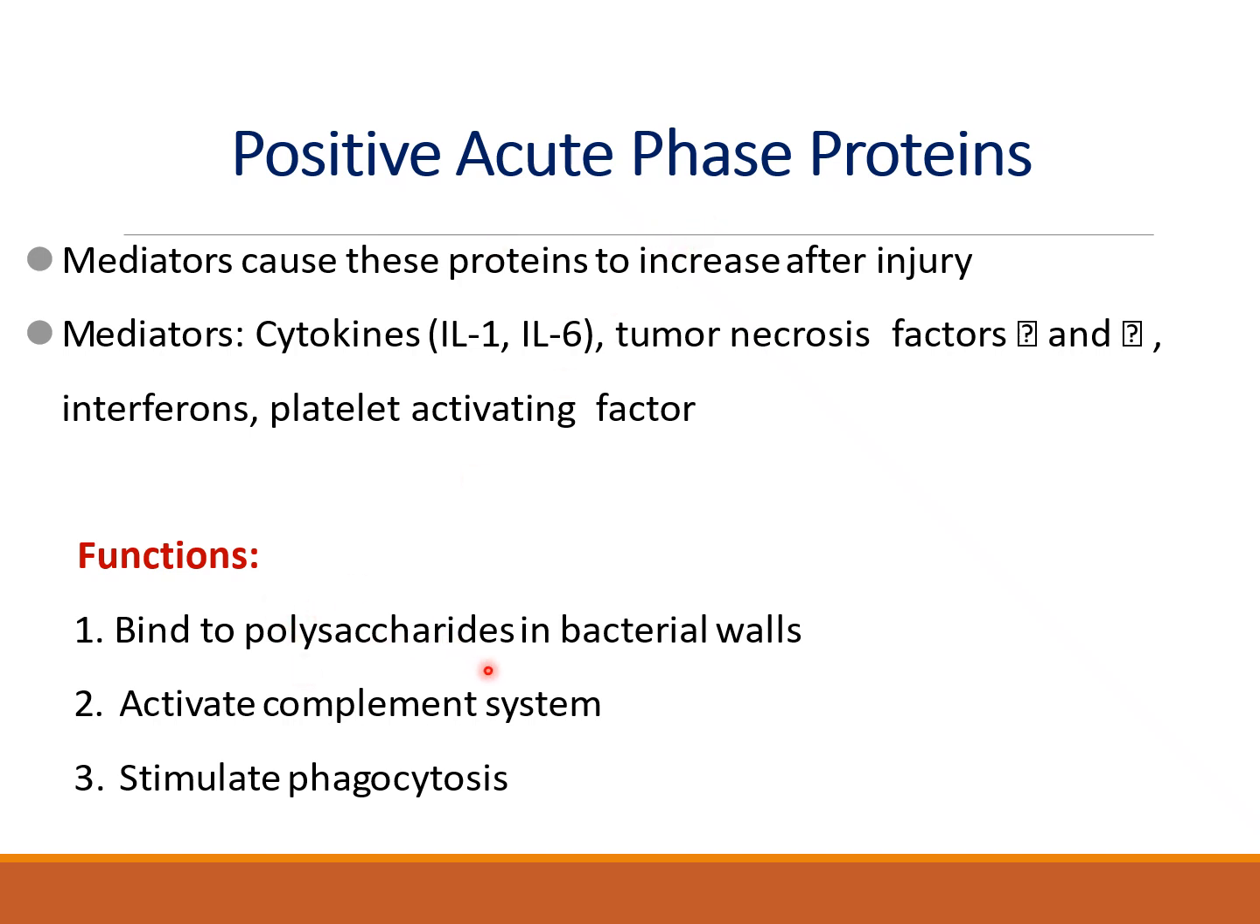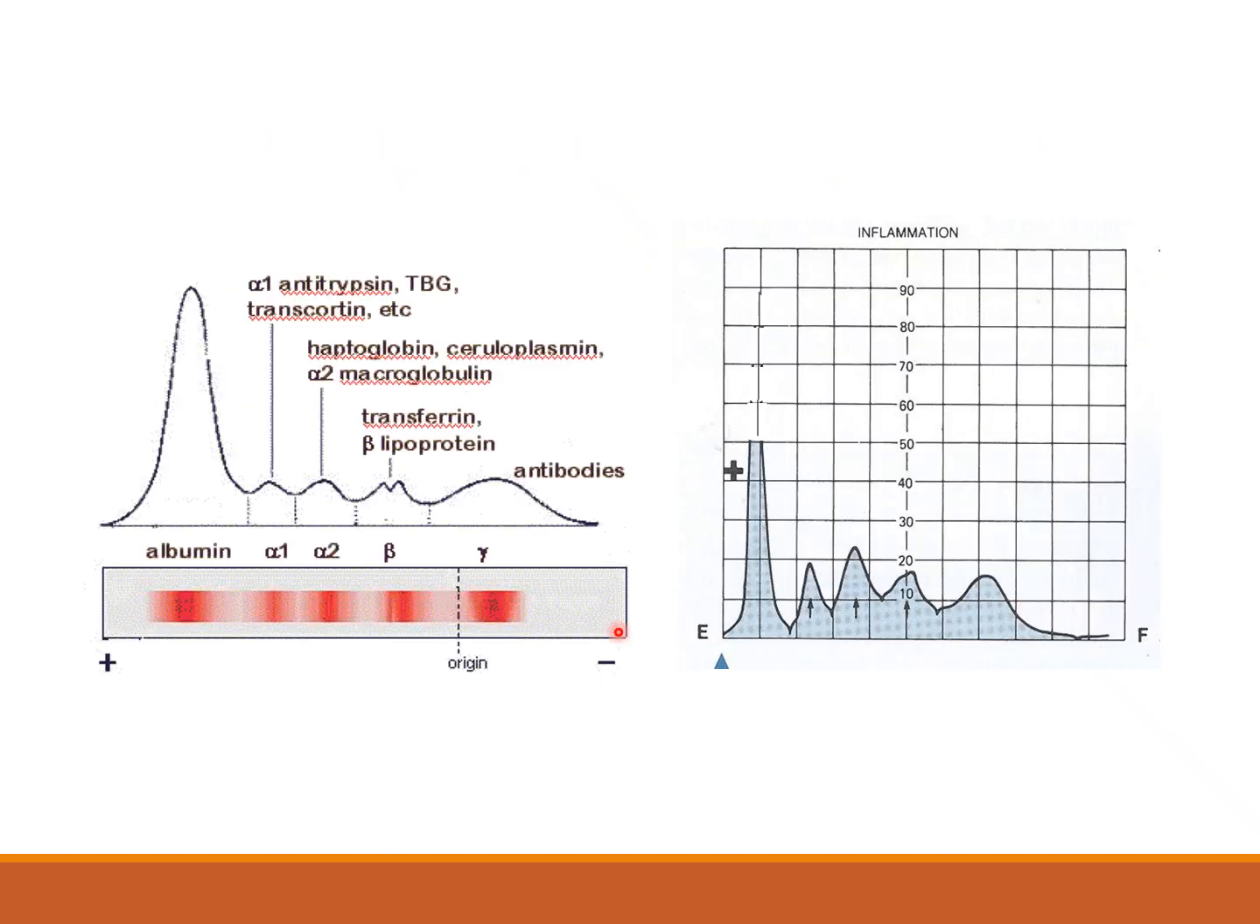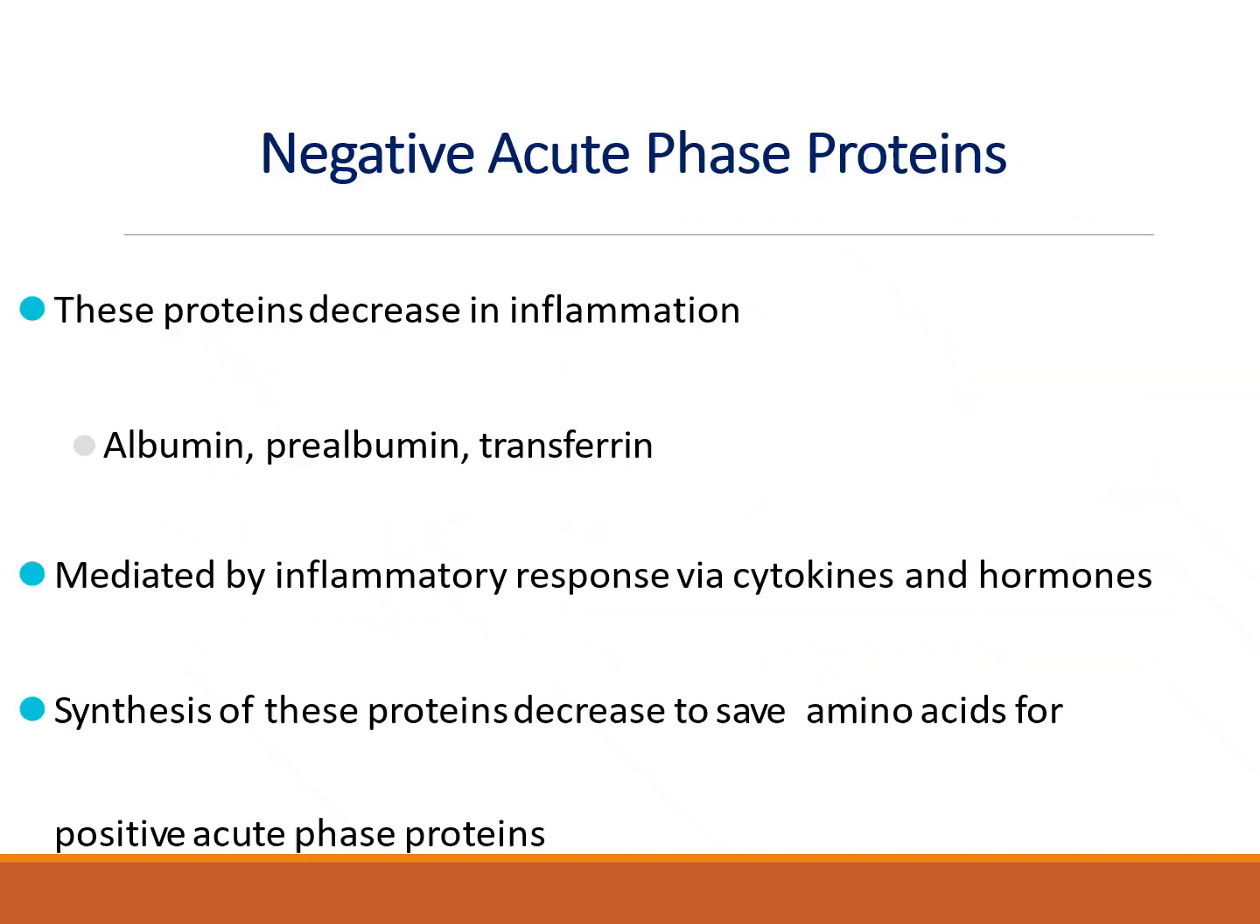So these are the mediators that may increase these proteins. Functions: they bind to polysaccharides in bacterial walls, activate the complement system, and stimulate phagocytosis. So in inflammation I have shown everything is high, peak on peak, right? When compared to this, negative acute phase proteins decrease in inflammation: albumin, prealbumin, transferrin. So these very good proteins are decreased in inflammation. It is mediated by the inflammatory response via cytokines and hormones. Synthesis of these proteins decreases to save amino acids for positive acute phase proteins.